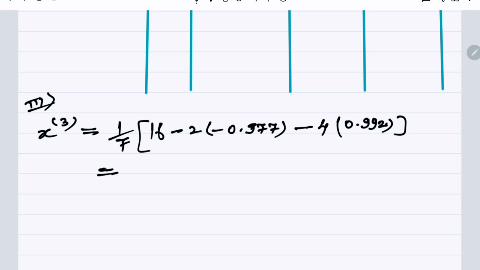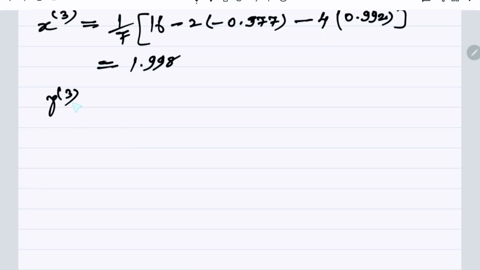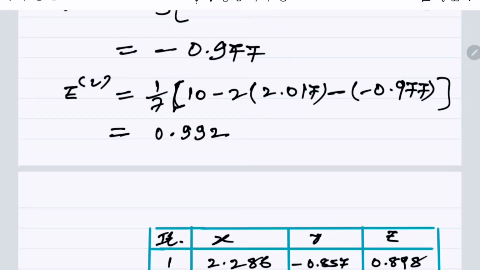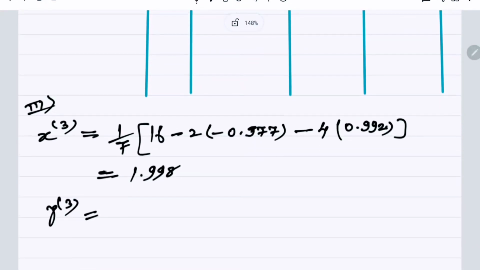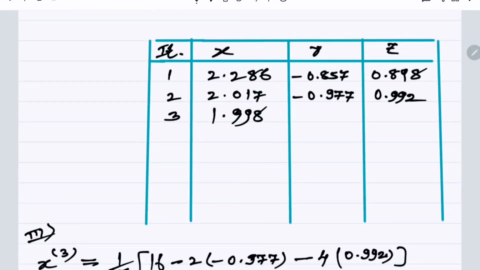It is the value that, whatever the time I am taking, is due to the calculation I have performed on the calculator, and after getting that I have written it here. That's why you will find some time between the two lines. We get the value of x3 as 1.998. Therefore I will substitute here in that column of x, 1.998.